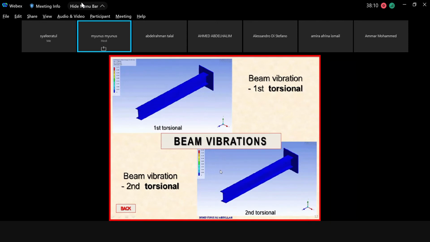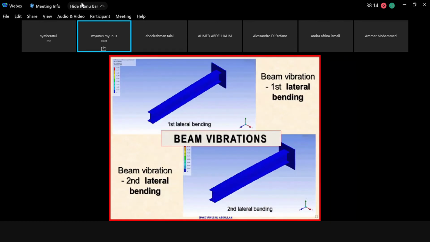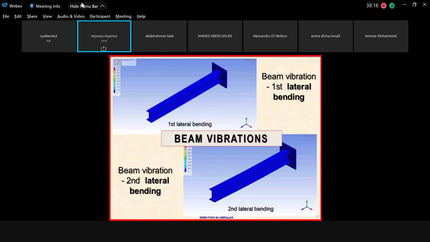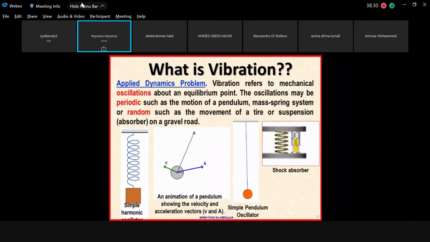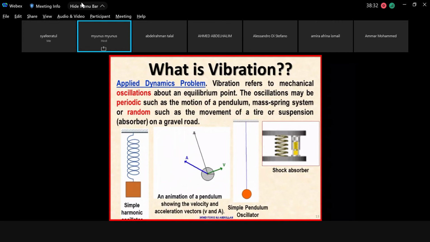And this is done by animation or perhaps on a computer, because you can look at the color contour telling you red, blue, green, and so on and so forth. The red will tell you the more deflected part of the system. Okay, this is another way of representing vibration in our topics.